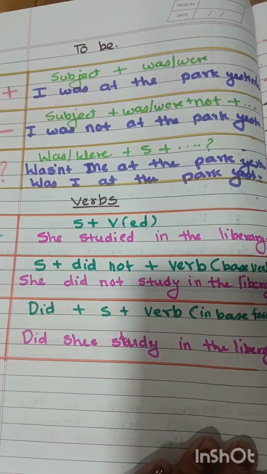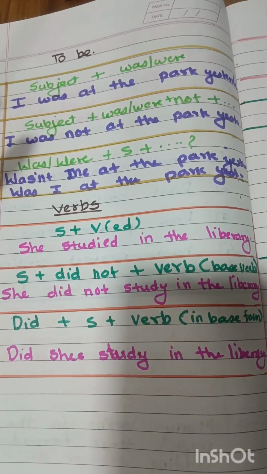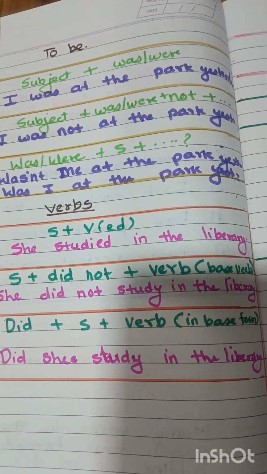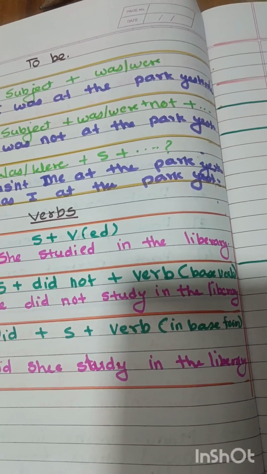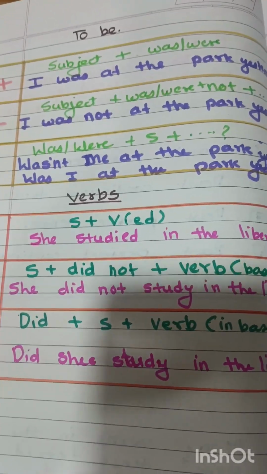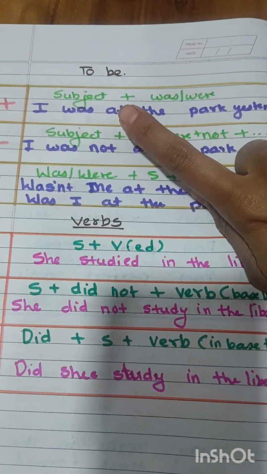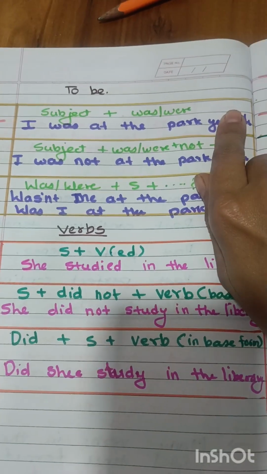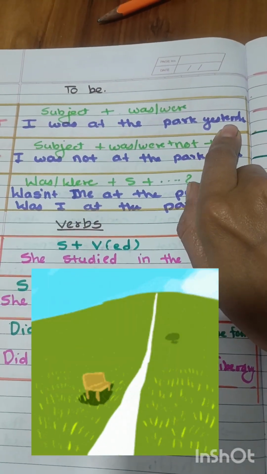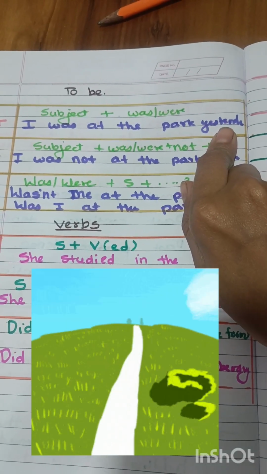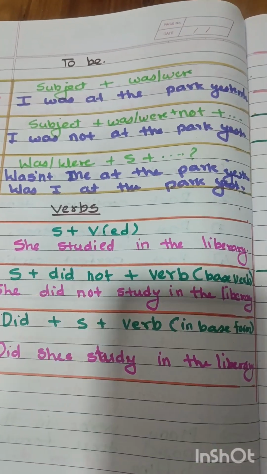We can use the past tense in two forms. First one by adding was or were, and second thing directly adding the verb with the ed form or past tense form of the verb. So here first one, how do we make the sentence is subject plus was or were plus remaining sentence. So I was at the park yesterday. Okay, I was at the park yesterday, or I was at the ground yesterday. I was in the school yesterday.